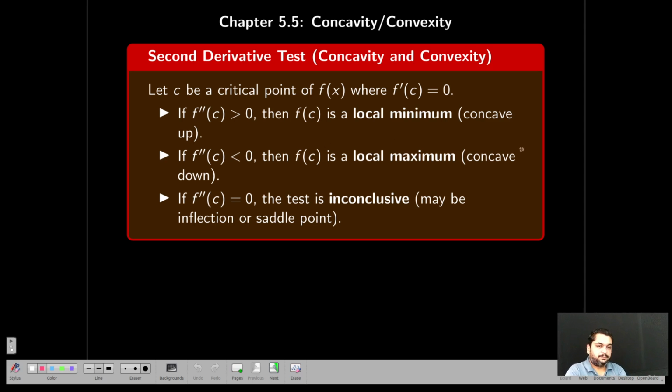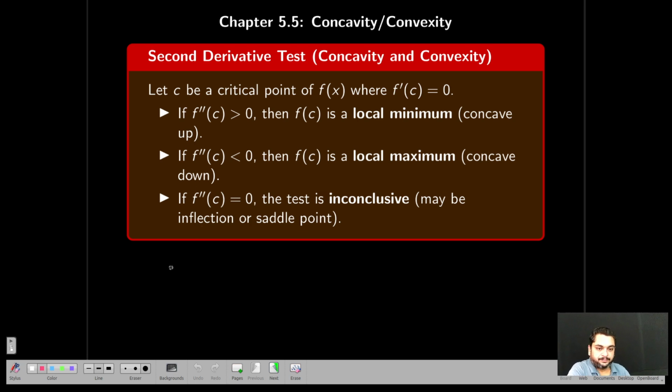Welcome to GateX AI/ML. In this video, we'll see a few more concepts on optimization. First we'll understand the concavity or convexity of a curve and how to find it. What is concavity or convexity?